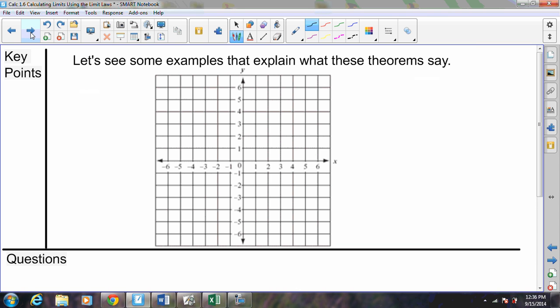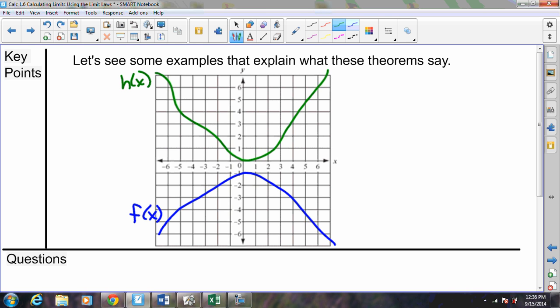let me draw the graph, it'll be easier to see. Let's say I have an upper function, and I have a lower function. In this one, green is above blue everywhere. This would be like saying here is our f of x, here is our h of x. Suppose we have a third function that's in between them. This is our g of x.